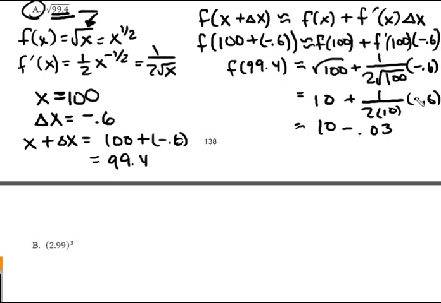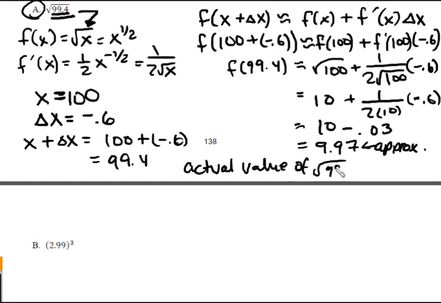And so this is actually 10 minus 0.03. Now theoretically, the reason why we do this is so that we can try to approximate this square root of 99.4 mentally, but with that being said, you could still use a calculator right here, and then this is actually 9.97. So that is our approximation. Alright, now if you want to know how close that is, the actual value of the square root of 99.4 is about 9.96995. So I hope that you agree that our approximation of 9.97 was actually really close to the actual value. So that is the end of page 138, and we'll do another example in the next video.